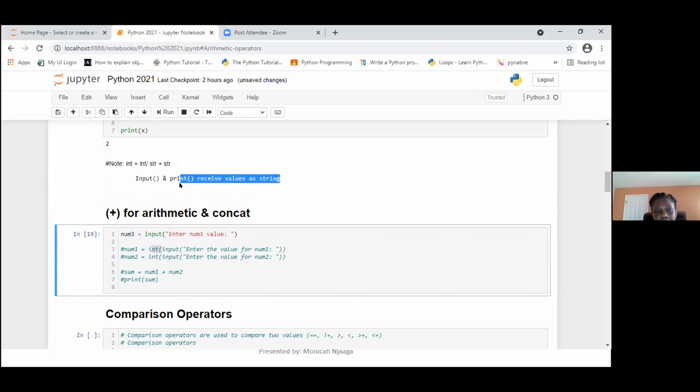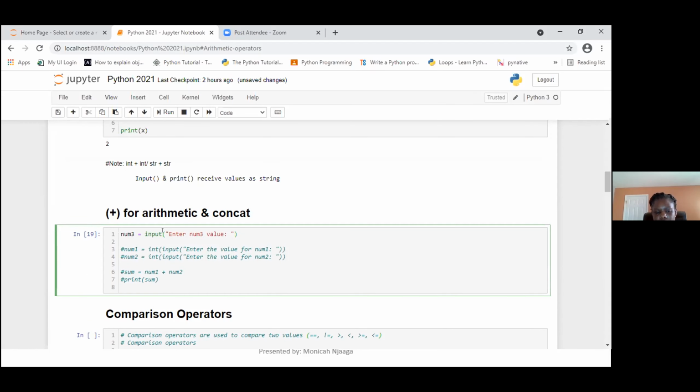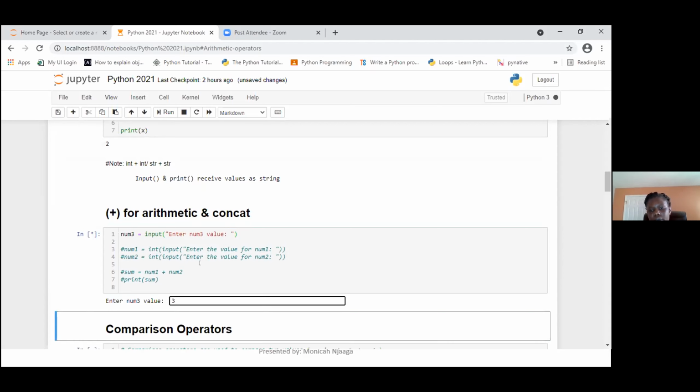So when I explain this part here, whenever you use the input function in Python, whatever you enter, assuming we run this and put 30, this is a string. It stores it as a string.